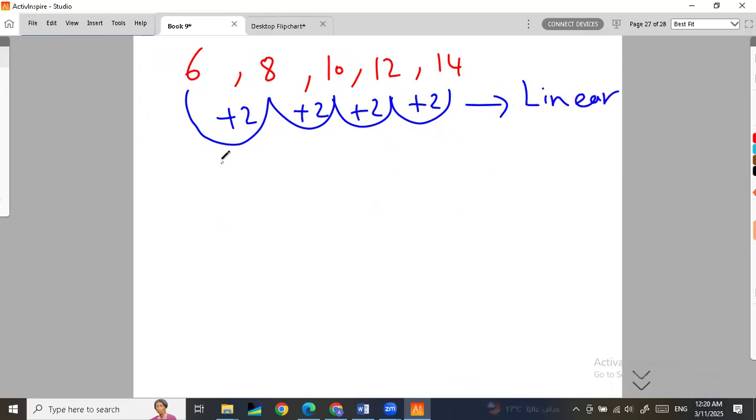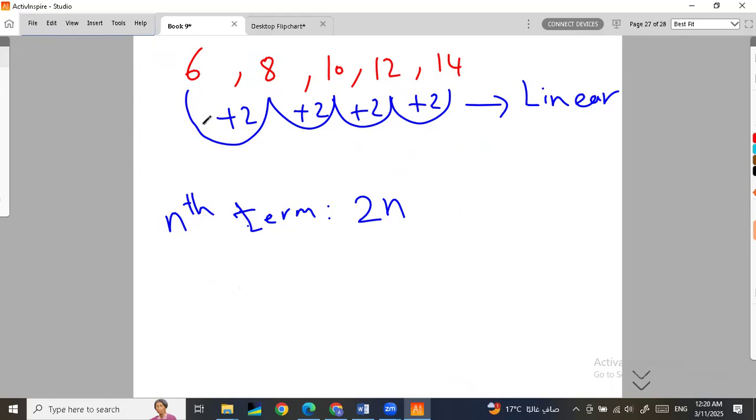So now we learned the difference between linear and quadratic. How can I find the nth term of a linear sequence? So I've got here a linear sequence. How can I find the nth term? The first thing that you need to do is to find the term-to-term rule. Here we agreed we're adding a 2 every time. So it is definitely 2n.